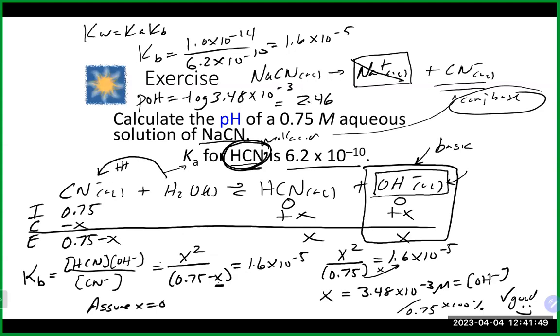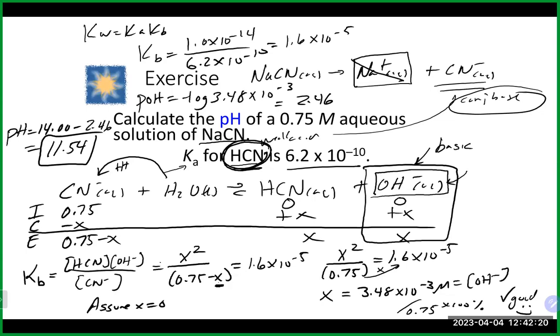Remember again that is the pOH, so we do want to get to our pH, and our pH here would then be 14 minus 2.46. So 14 minus 2.46 looks like an 11.54 pH, which does make sense as that is obviously basic in this case. Any questions on salts and hydrolysis here?